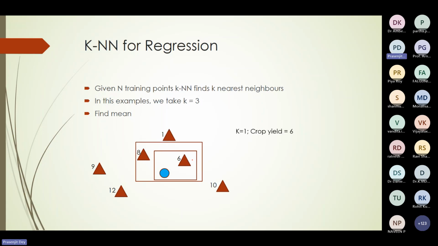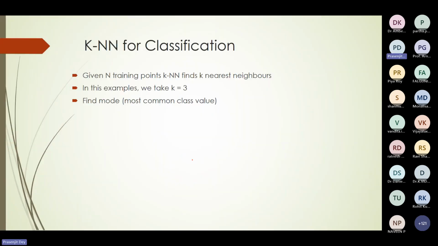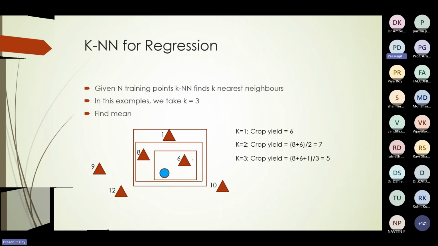If I consider two neighbors, the blue circle has two neighbors, 6 and 8. In that case, the crop yield will be the mean of these two, 6 plus 8 divided by 2, which is 7. Now, if I consider three neighbors, like in the example where k is 3, it will take the mean of the three. So 1 plus 8 plus 6, divided by 3, which is 5. So the blue circle will have a crop yield value of 5. This is how regression works using the k nearest neighbor algorithm.